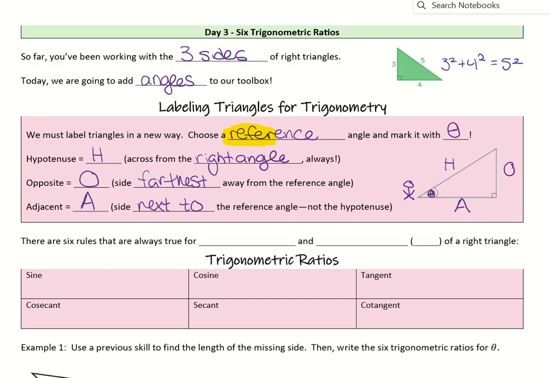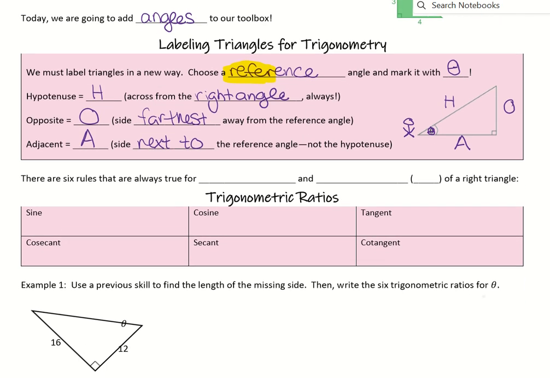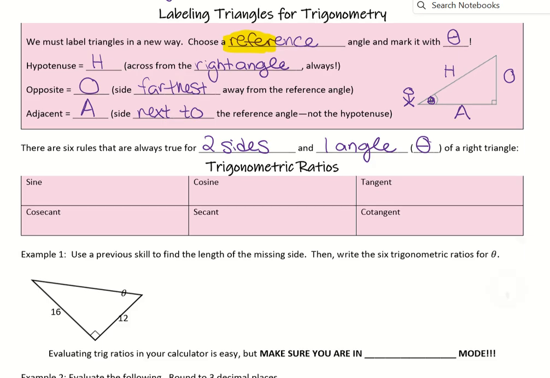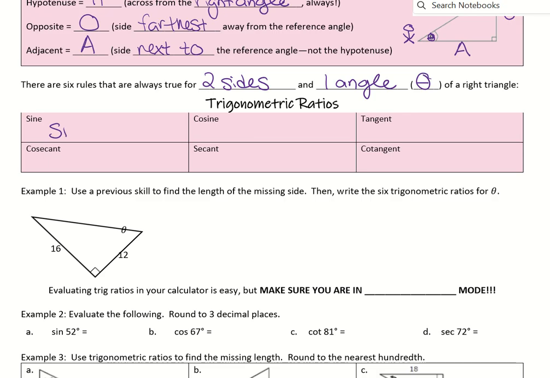There are 6 trig rules that are always true when we're given two sides and one angle of a right triangle. And that one angle is that theta that we look at, that reference angle. So here are the 6 trigonometric ratios. Here we go. Sine of theta is equal to O over H. Cosine of theta is equal to A over H. And tangent of theta is equal to O over A. So you might have seen this as SOHCAHTOA.